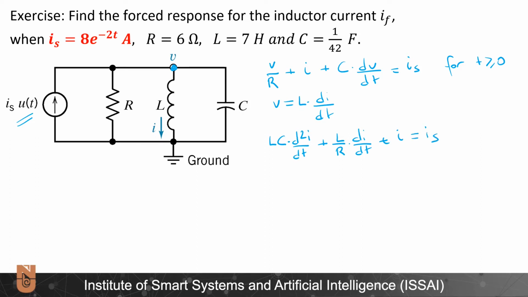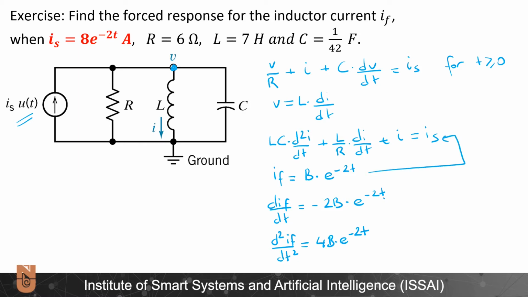And from here, I can propose a solution in the form of iF is equal to b times e to the minus 2t. And diF over dt is equal to minus 2b times e to the minus 2t. The second derivative of iF, d squared iF over dt squared, is equal to 4b times e to the minus 2t. And I can plug these into this equation and try to find the coefficients accordingly.